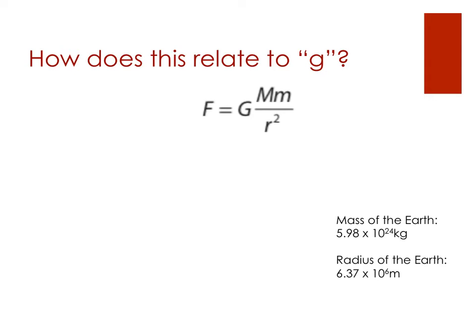Well, take a look. We've been using this equation, F equals mg, and it looks very similar there. So little g must be this value right here. So I've got on here the mass of the Earth and the radius of the Earth, and let's go on and substitute those in and see what kind of value we get.